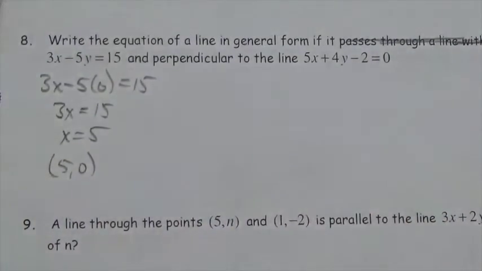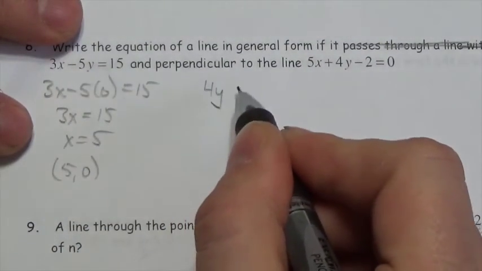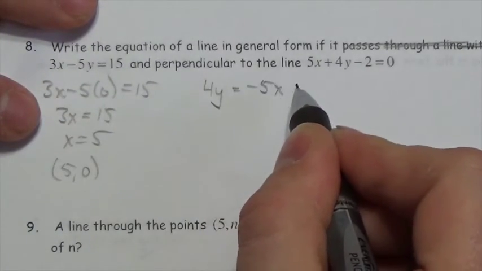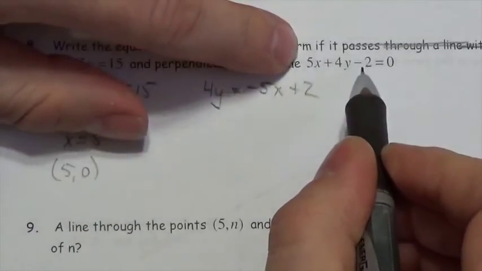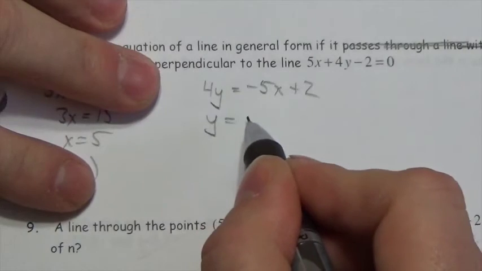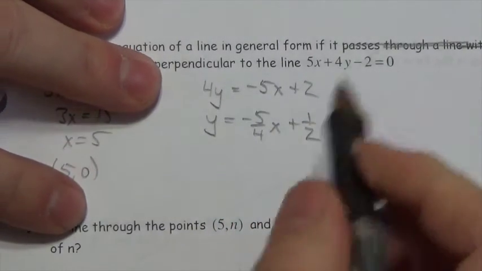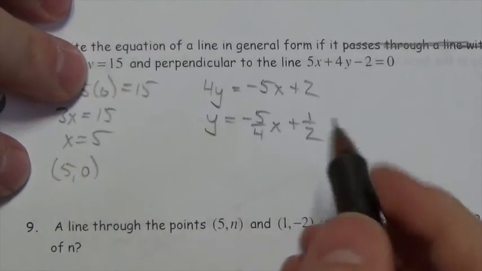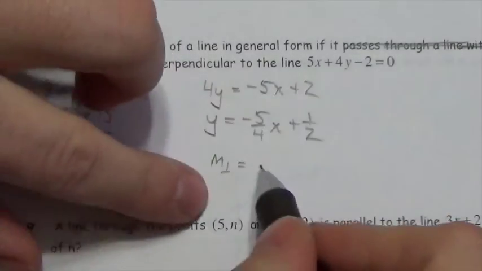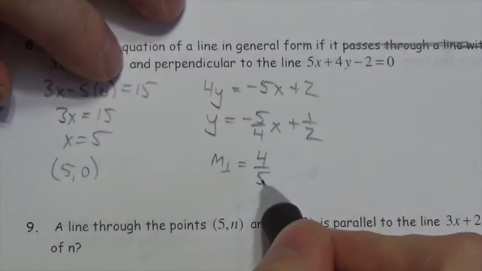Now, we need a slope. Perpendicular to this line right here. Well, to get the slope of that, first of all, I've got to isolate the y here, put this into slope-intercept form. And I'll do that by bringing those two terms over, isolating the 4y. Now divide by 4, and we'll get negative 5 quarters x plus 1/2. So the slope here is negative 5 quarters. I want the slope perpendicular to that. So I'm going to change the sign, so mine will be positive, and then I'll reciprocate that. So the slope here is 4/5.